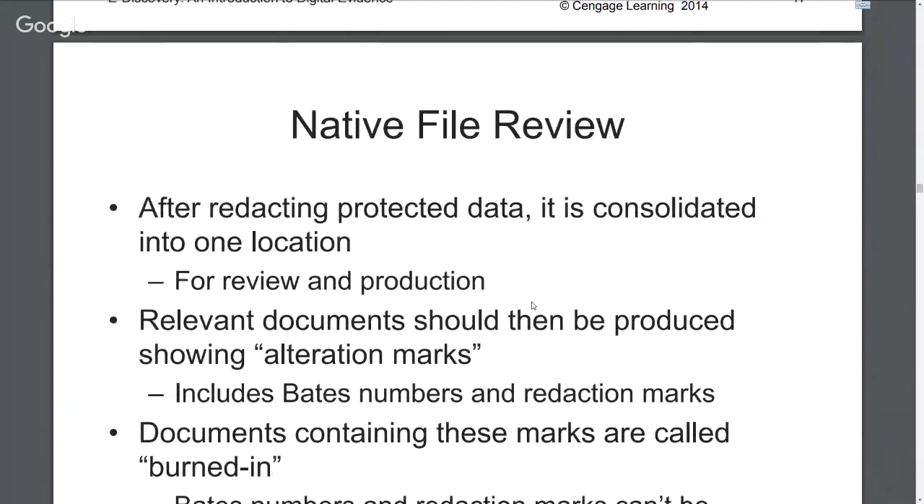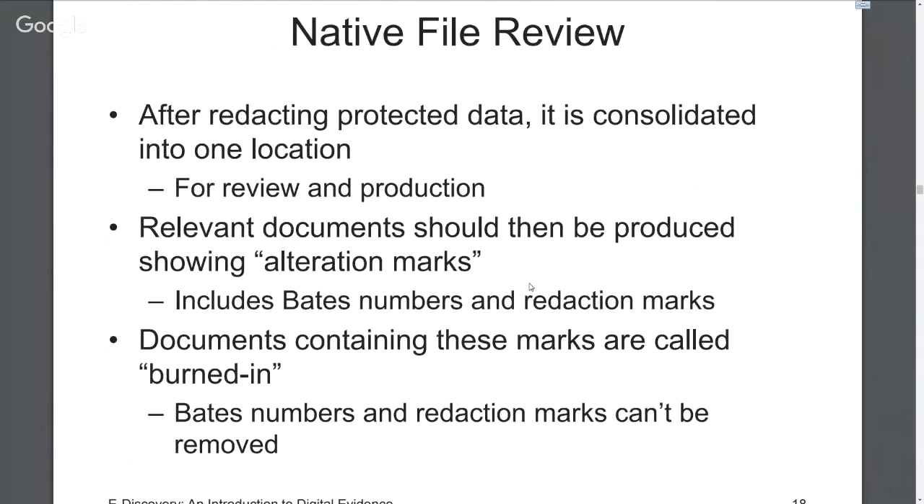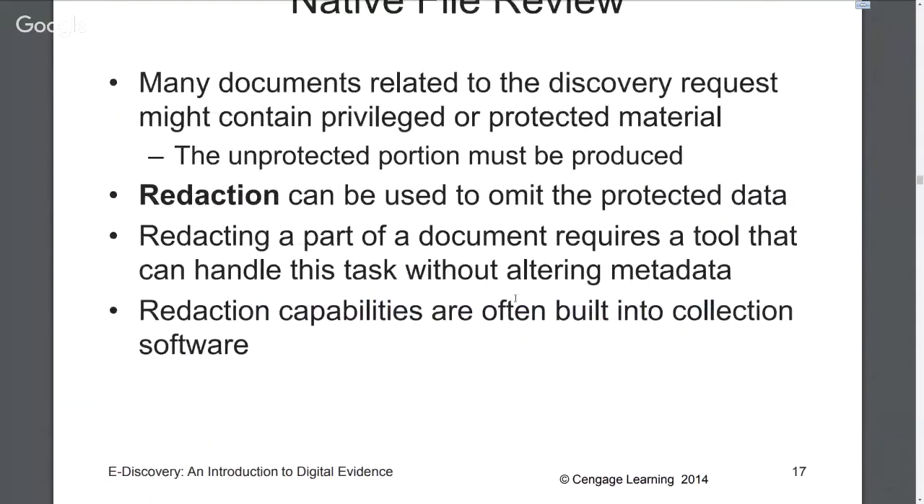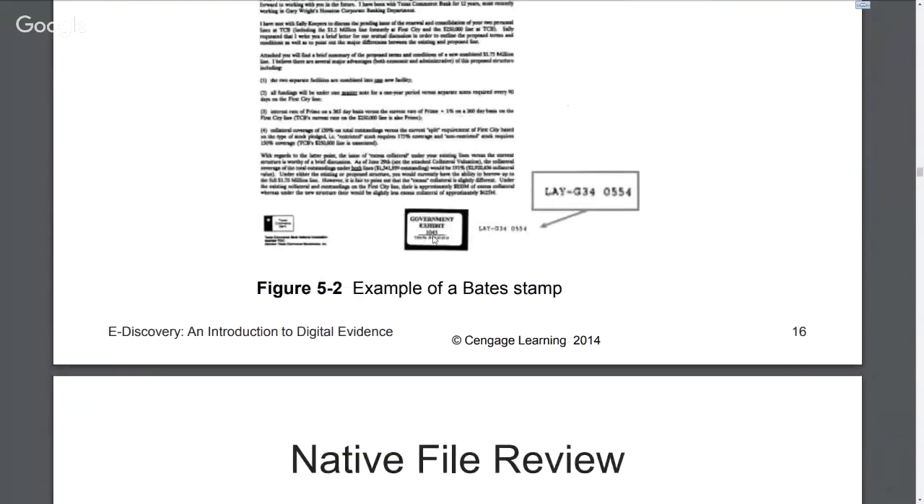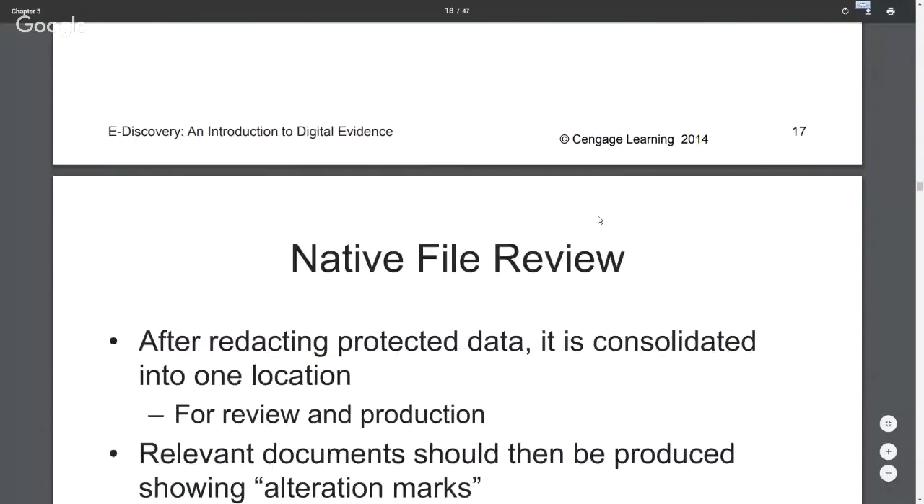Redacting basically makes it available for review and production. They show redaction marks and include Bates numbers and redaction marks, which we saw earlier. Here we've got our exhibit and the Bates number and the Bates stamp. It does not look like there are any redactions here, not that I can tell. You can see redactions are big black lines that you can't see anything through.